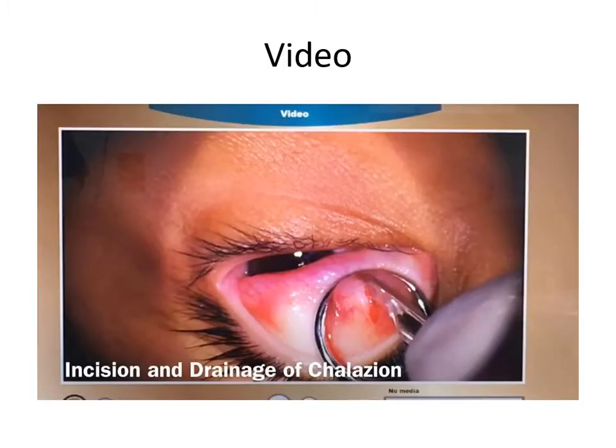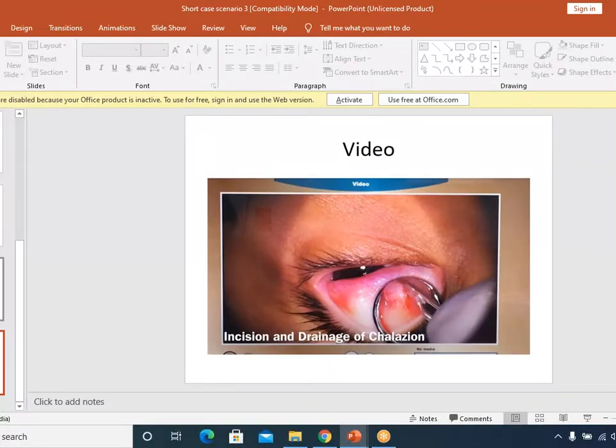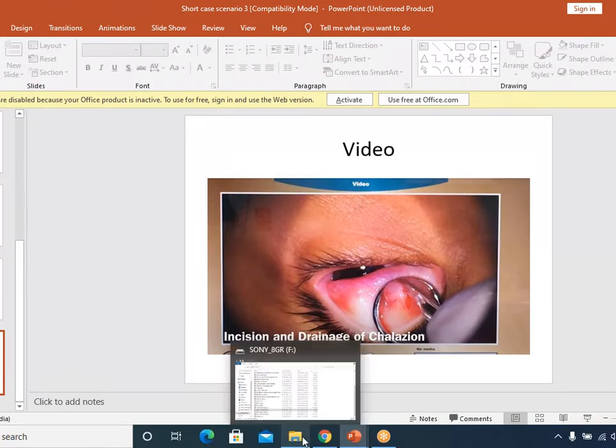This is how the incision will be given, with a number 11 or number 15 Parker blade. A vertical incision will be given and then you will pass the scoop and remove the pultaceous material present in the meibomian gland, and then prescribe topical antibiotic and steroid eye ointment and systemic antibiotics. So this finishes the third case, chalazion.